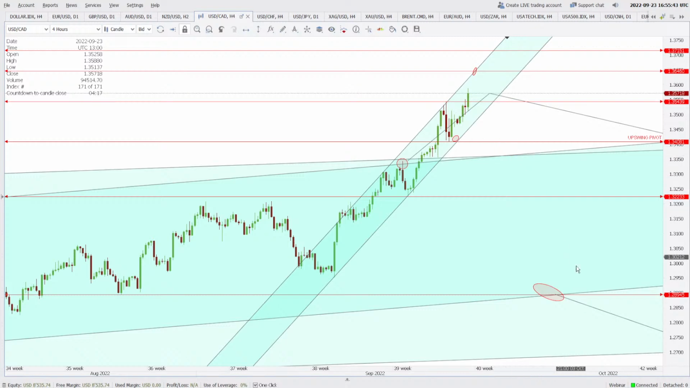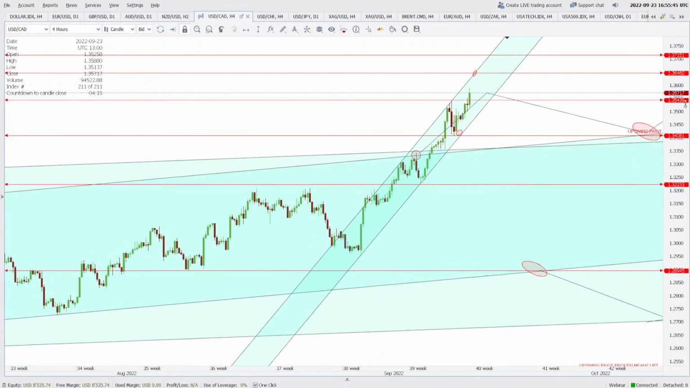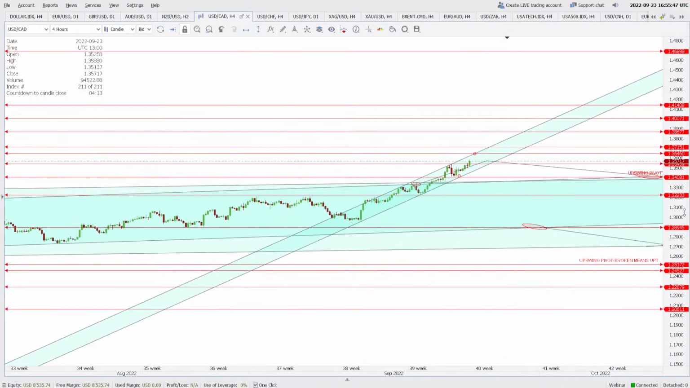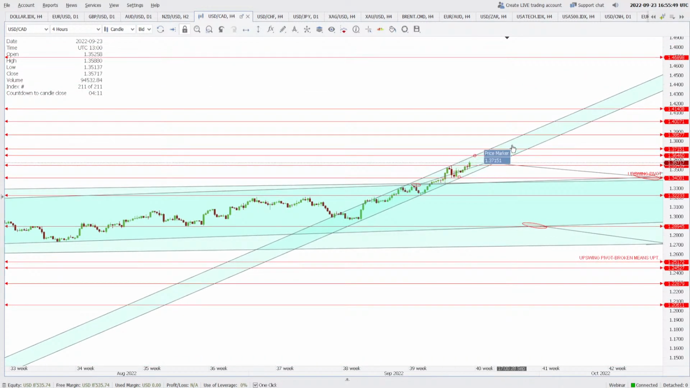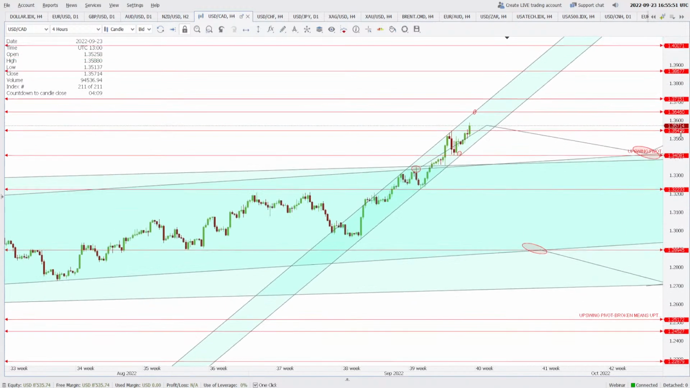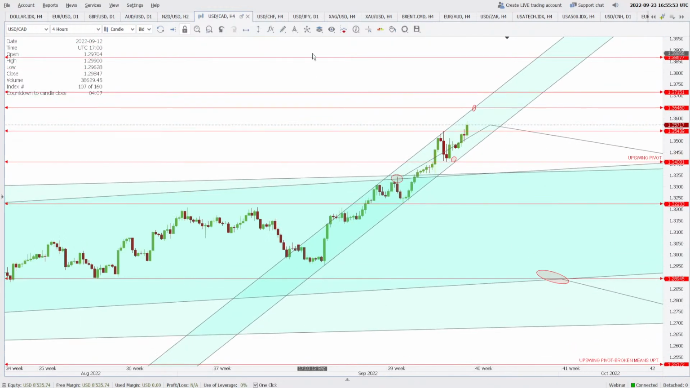If it acts as a resistance, we are going to sell this market, but I think we are targeting around 1.46 in this one. So yes, slowly I think it will keep on breaking these resistances. Let us see how things unfold in the US dollar against the Canadian, and yeah, we'll see.